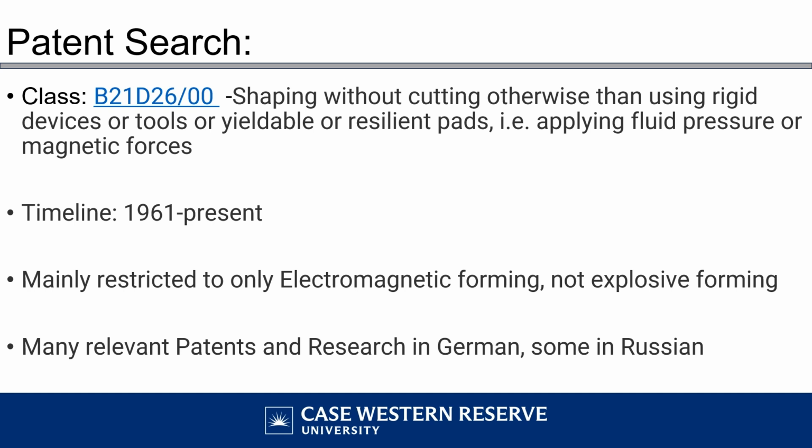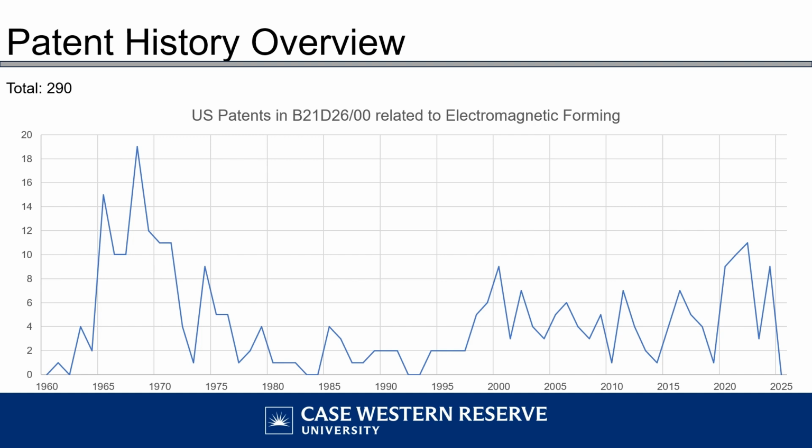pressure or magnetic forces. There have been 290 total English language US patents in B21D26 and its child classes granted between 1961 and the present dealing with electromagnetic forming, and we can see that a lot of work on this topic happened in the second half of the 60s through the mid-70s, followed by a dramatic drop in related patents until a modest revival in the 2000s.